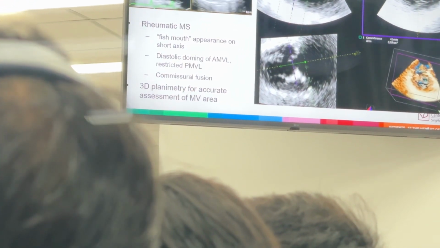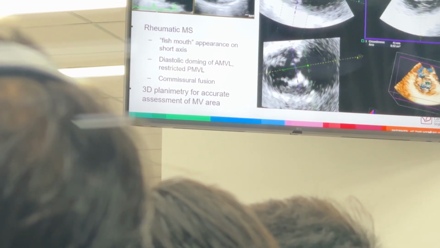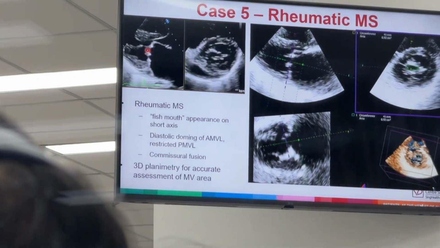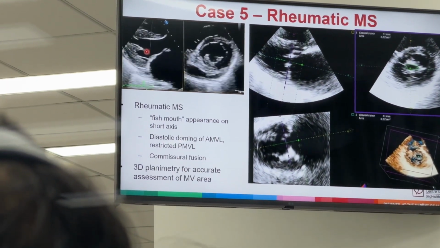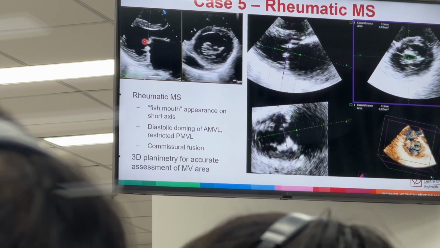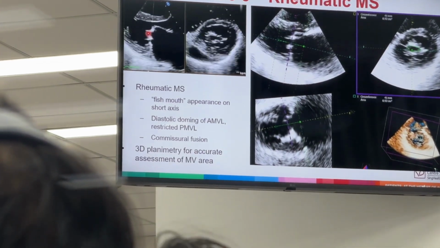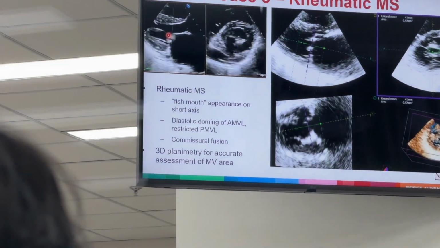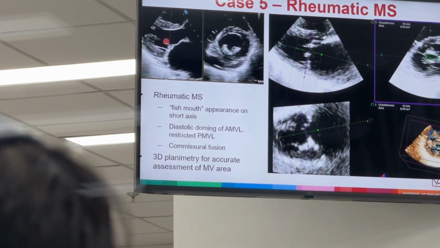If we do a three-dimensional echocardiogram and a multi-planar reconstruction, you can really assess, at the maximum opening of the mitral valve in diastole, and really at the tip of the mitral leaflet, the mitral valve orifice area.